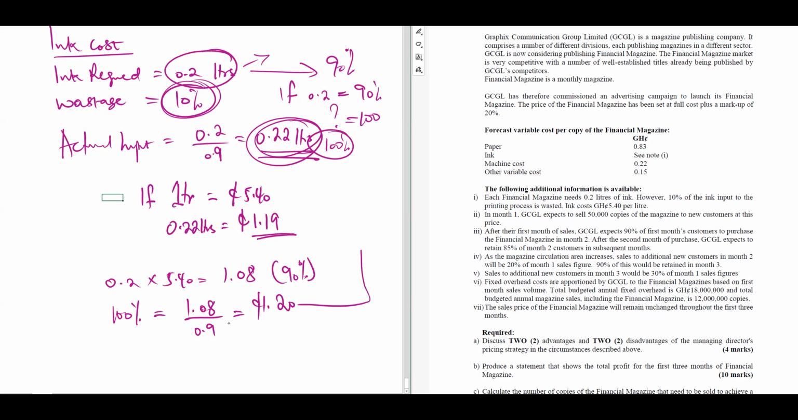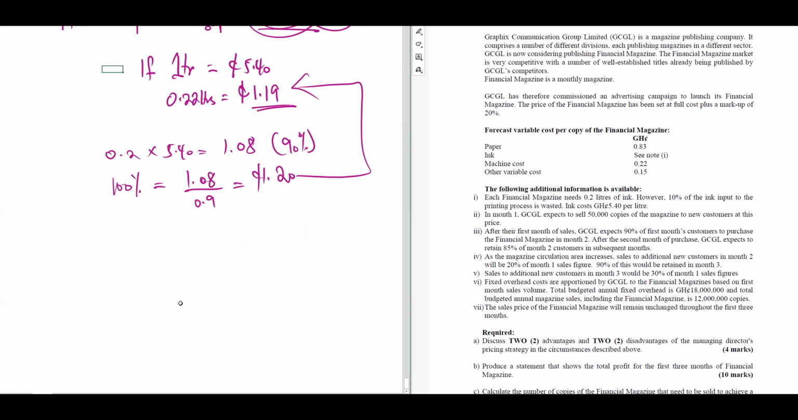Okay, it's just equivalent to this. It's because of the calculation and the rounding offs. Because it was not 0.22 exactly, right? So you see, you get 1.2 or 1.19. It is still closer. It will still give you the same figure. You get it? So now you've got the cost of the ink.